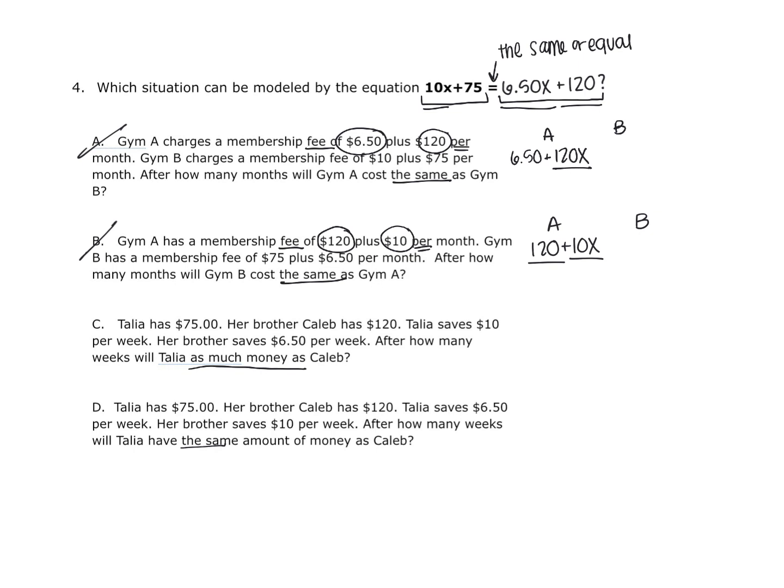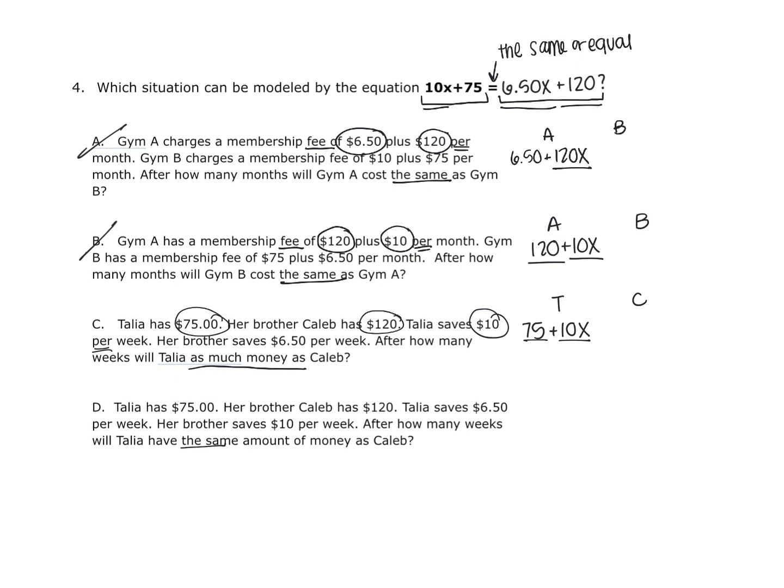For C, we're comparing Talia to Caleb. This problem says that Talia has $75, so that's her starting amount, or her constant. Talia saves $10 per week. Saving means we're adding to our total amount, so $10 per week means it's multiplied. We see 75 being added, and we see 10x being together on the same side, so let's check Caleb's information.